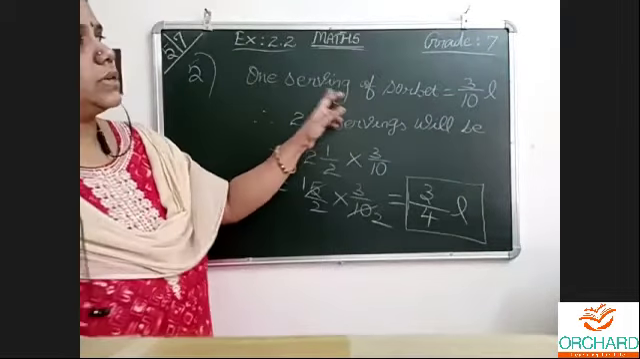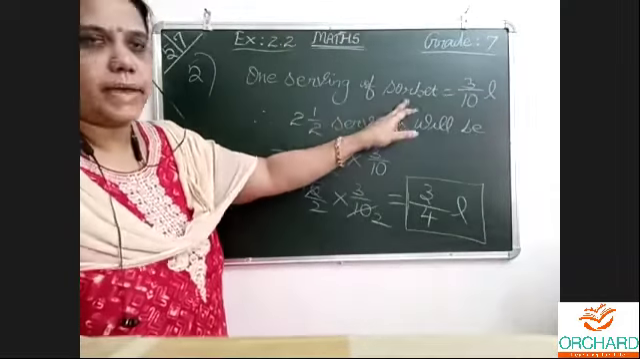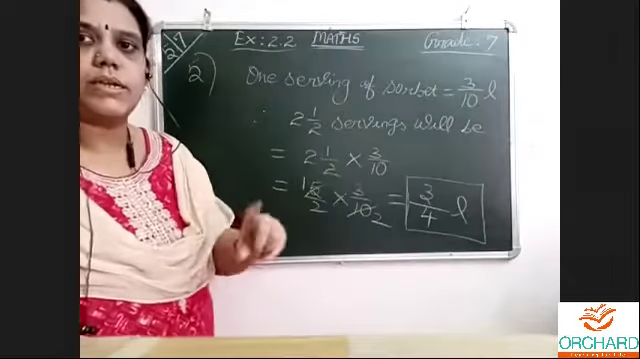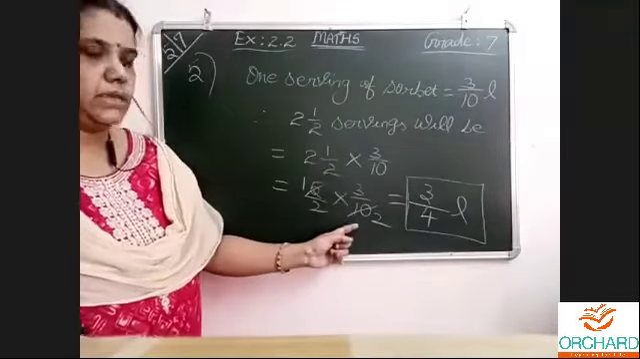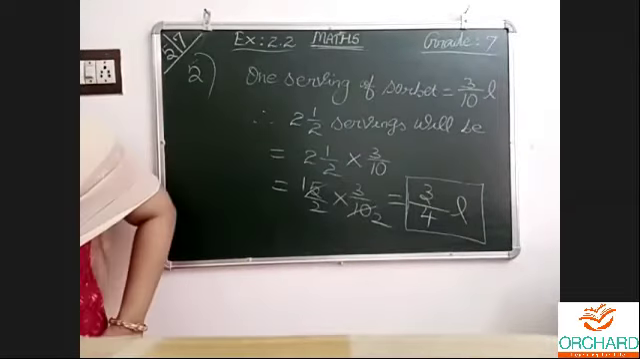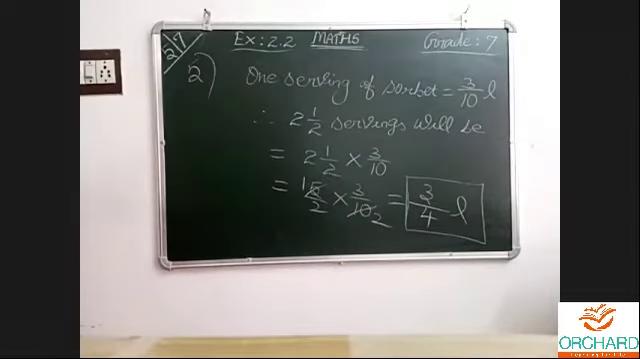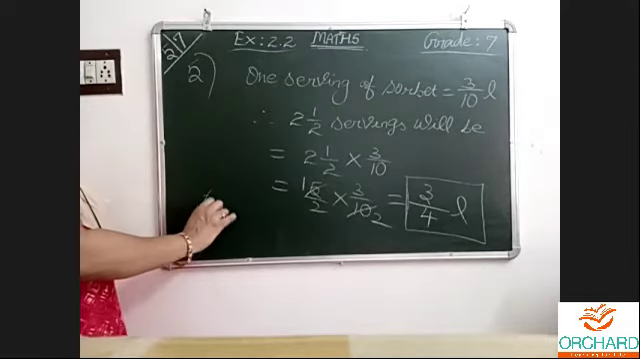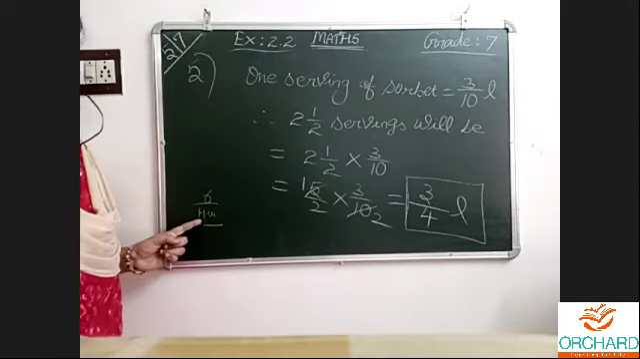Now nothing. One serving of sorbet, 3 by 10. So 2.5 servings will be, one given, more asked, so it is multiplication. So just striking, 3 by 4 of a liter is the answer. Question number 5 completed. Now question number 5 and 6 are almost the same. So the 6th one is a homework sum. I have rounded and kept.